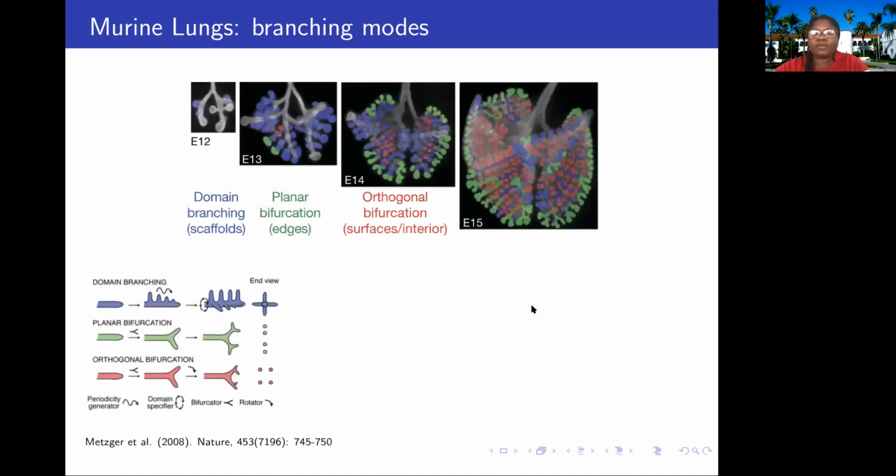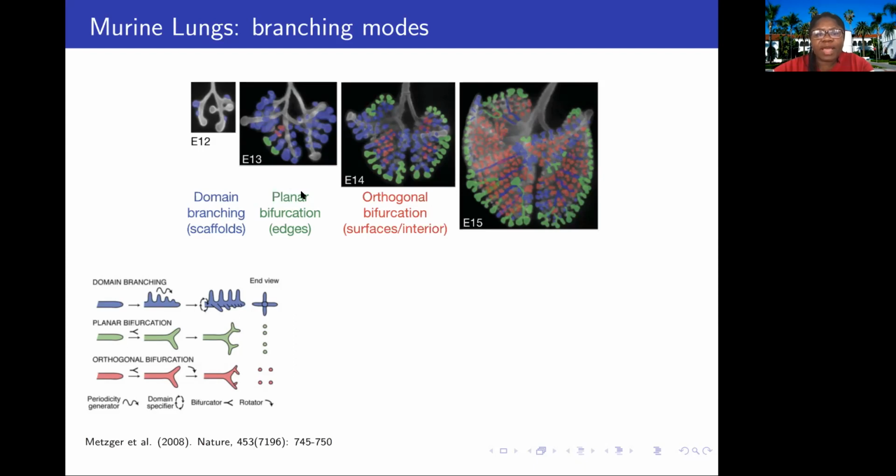But we know now, because of the seminal work by Metzger et al., which developed an atlas that describes lung development, that it starts at embryonic day 12. Well, it starts early on in human lungs, at week 4. However, this is showing the atlas from embryonic day 12 to embryonic day 15. Embryonic day 12 to 13 lays out what we call the scaffold of the lungs, and that is colored in blue.